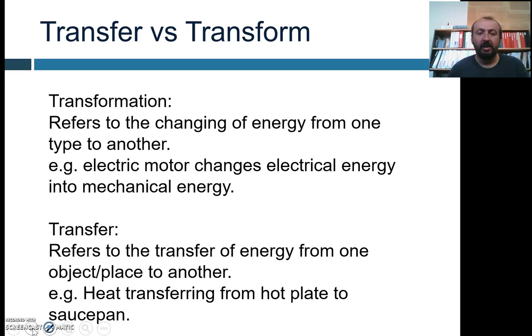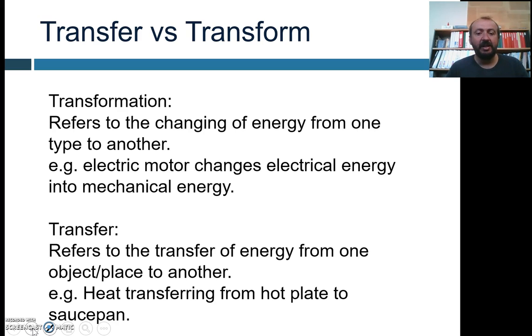Okay. Now I've got the idea of transferring energy versus transforming. A transformation of energy refers to the changing of energy from one type to another. For example, an electrical motor changes electrical energy into mechanical energy. But of course, it only changes it. It doesn't create it or destroy it. It just moves it around, if you like, or changes it to one form, but it's exactly the same amount.